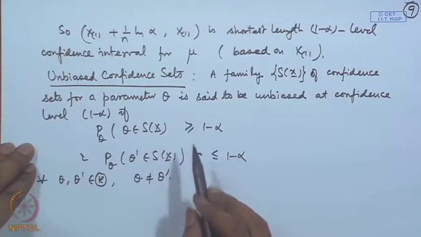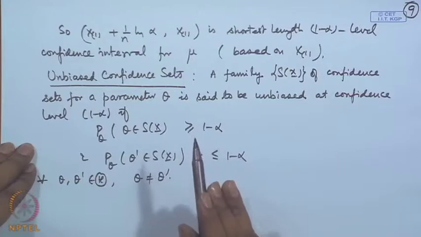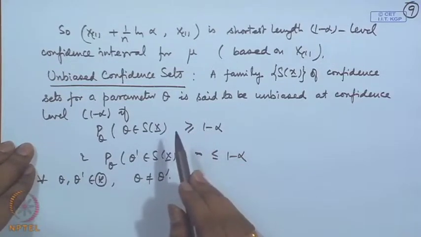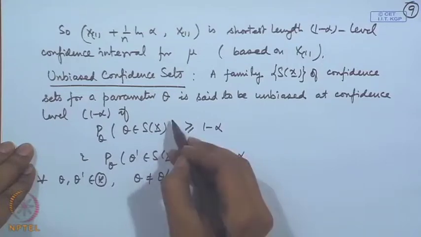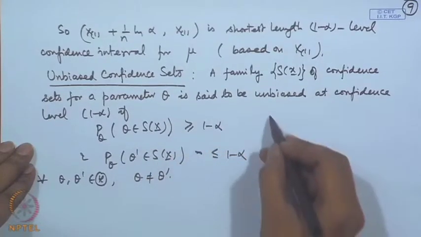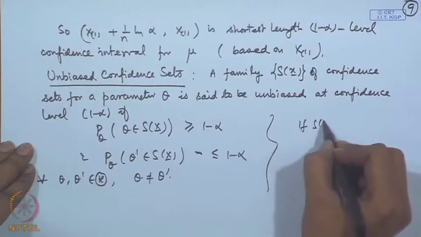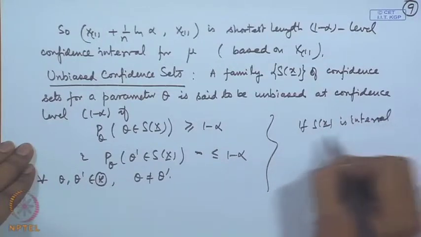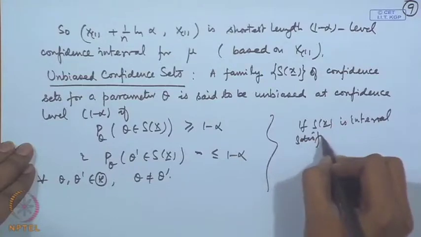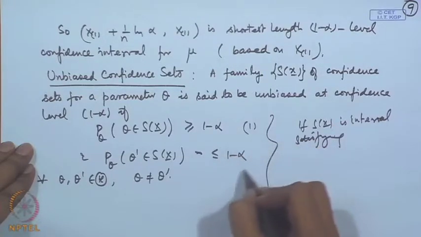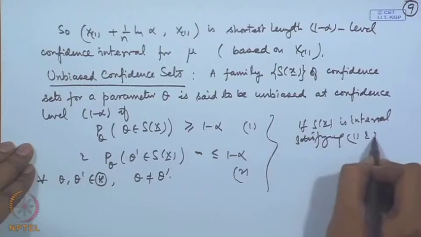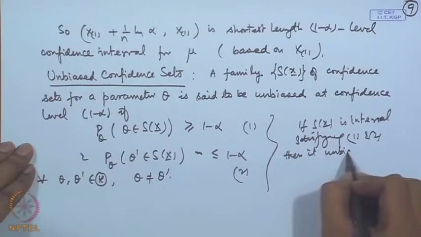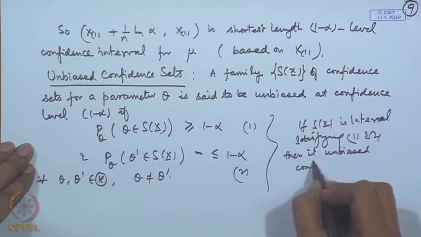So, this is a 1 minus alpha level confidence set, and in case S x is an interval satisfying these conditions 1 and 2, then it is an unbiased confidence interval.